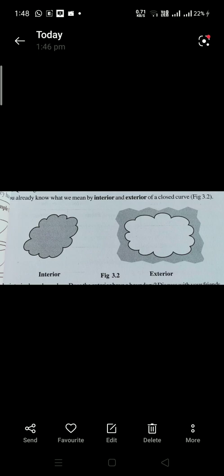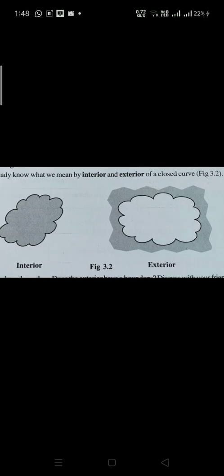So let's continue with the third chapter. Now you people know what polygons are, what closed and open curves are, correct? Now one new thing you need to know is what we mean by the interior of a closed curve and the exterior of a closed curve.